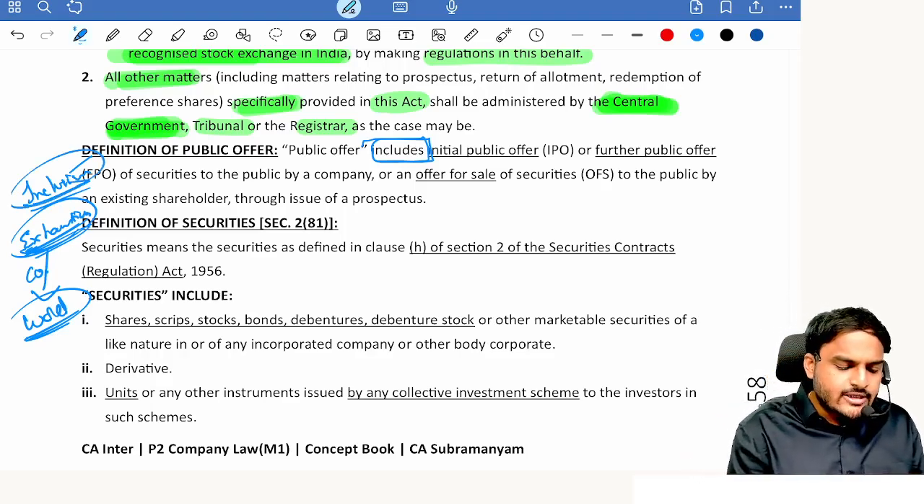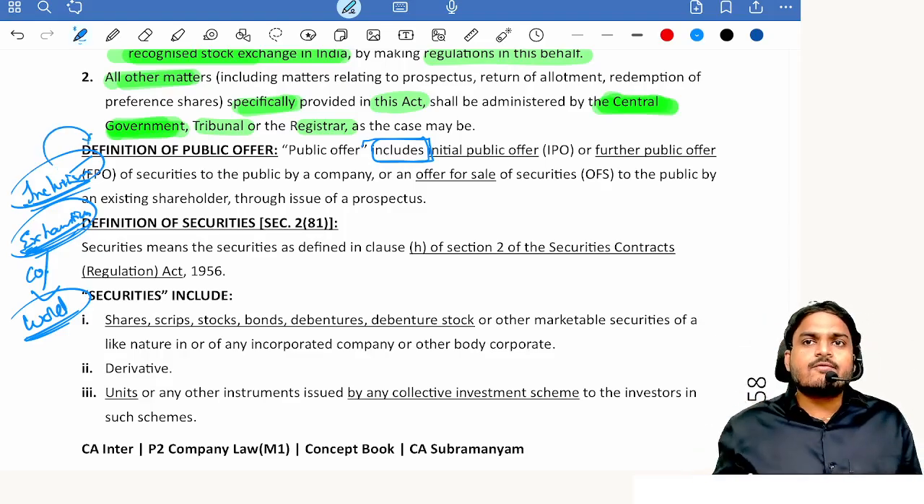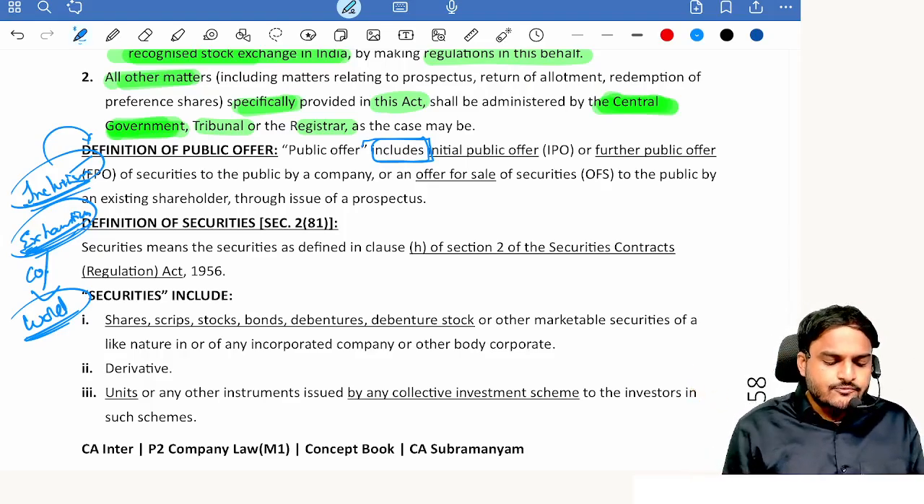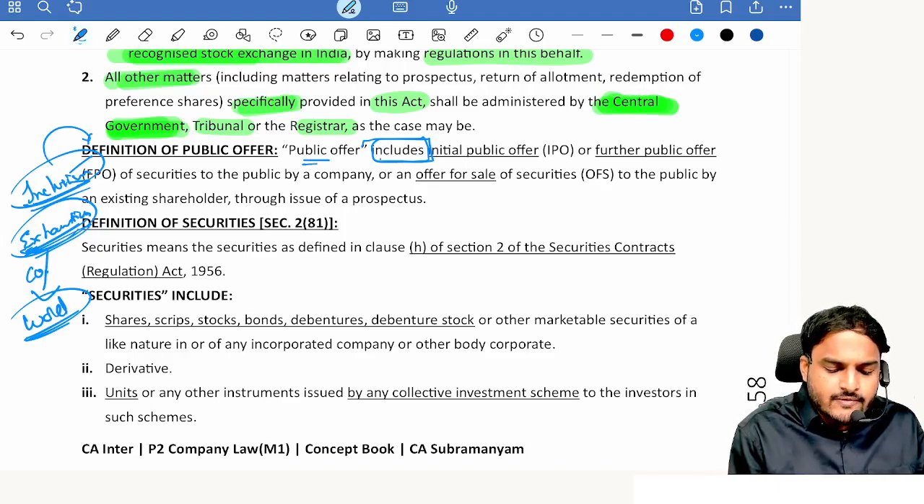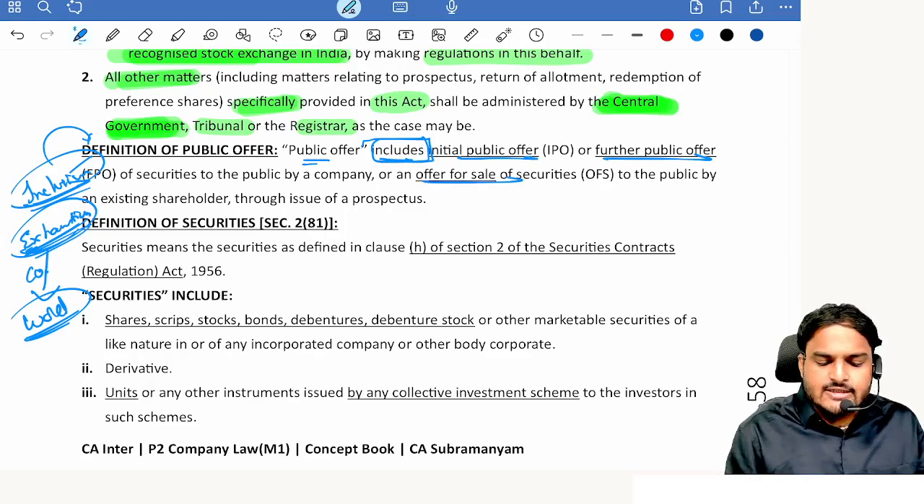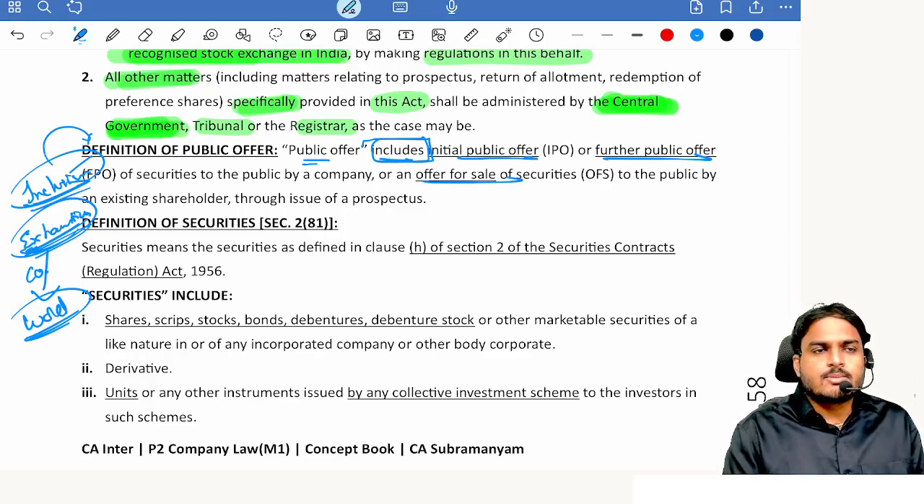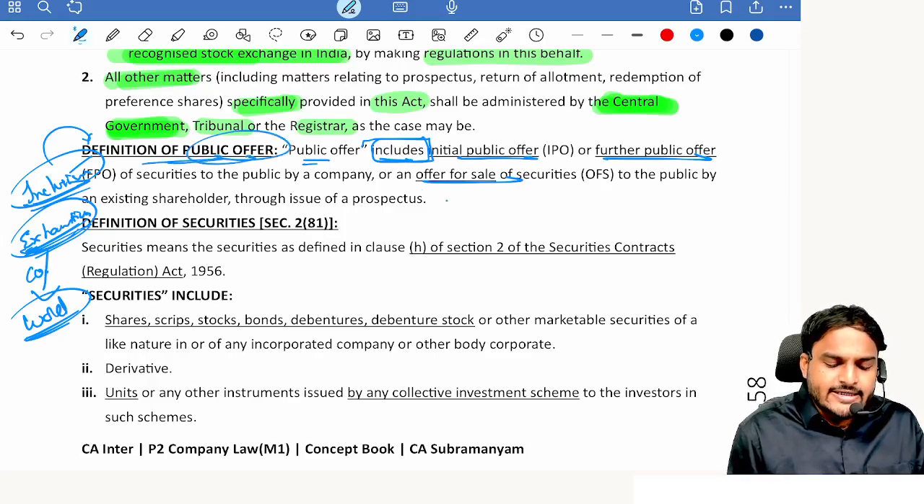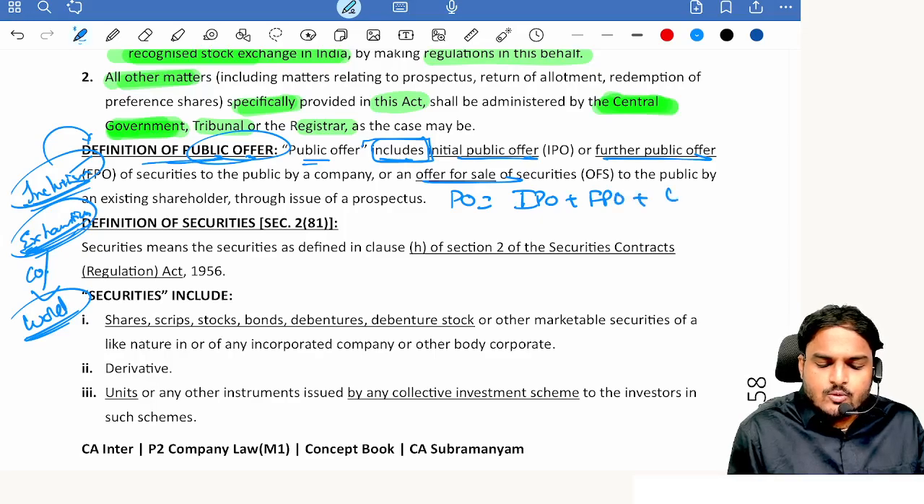Whereas inclusive definitions will not define the word. In fact, they give a list of items covered by the word. Suppose you observe the public offer definition: public offer includes IPO, FPO, and next, OFS. That means this definition is not defining the word public offer. In fact, it is giving a list: public offer equals IPO plus FPO plus OFS.